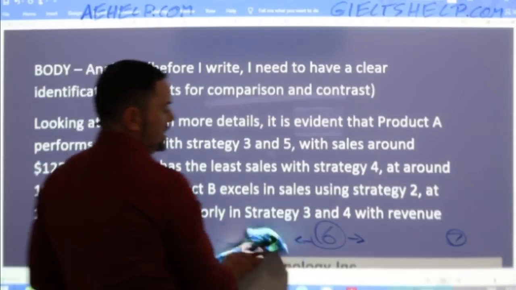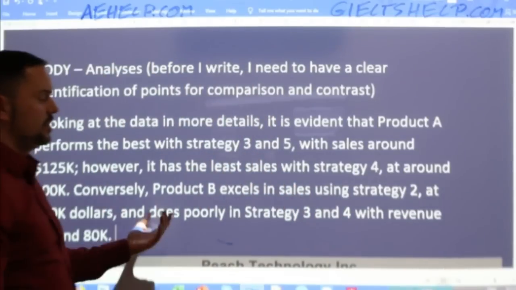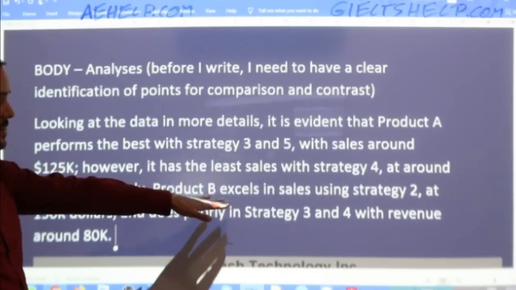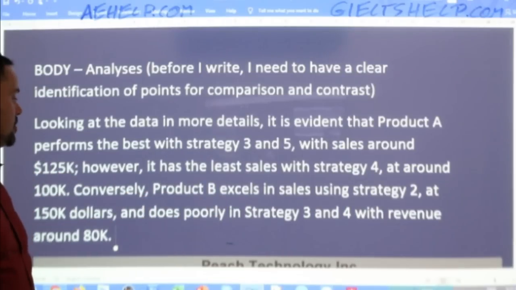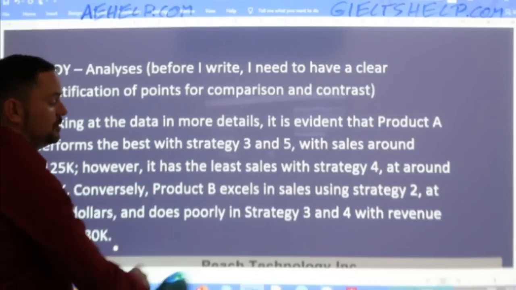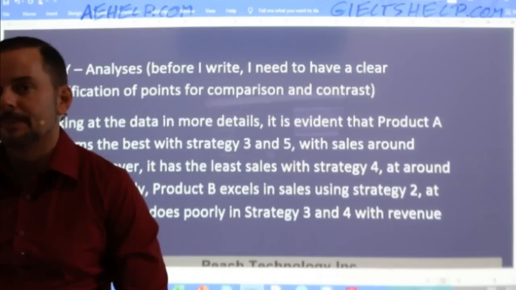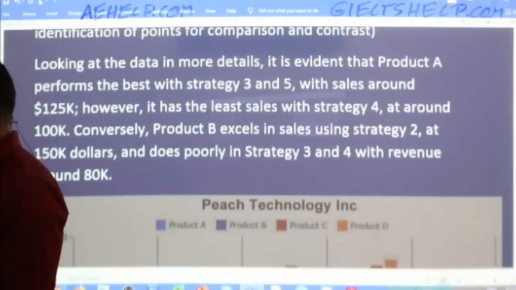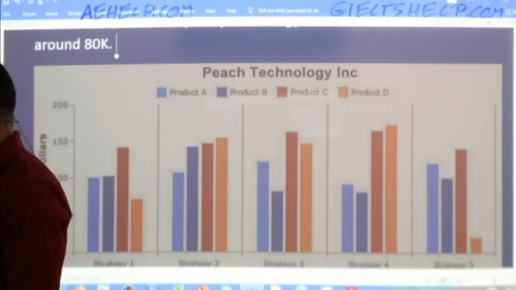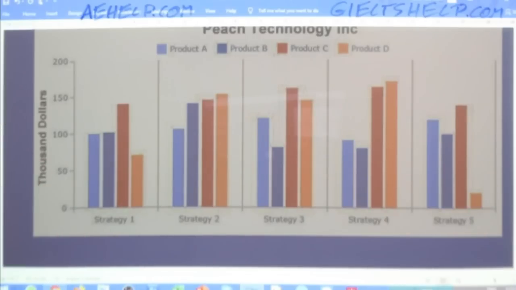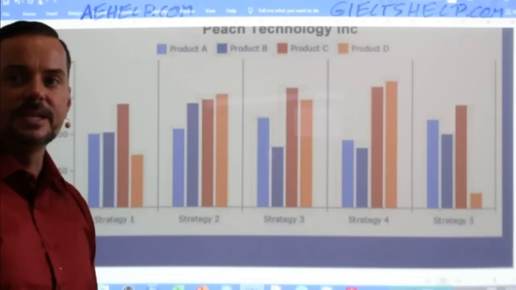So that's my next sentence. Again, paraphrasing, using synonyms as much as possible, so using the word excel. Excel means to do better. Also, the word poorly, replacing the word least or to have lower performance, okay? So that is the sentence for product B. All right. Now I'm on to product C.